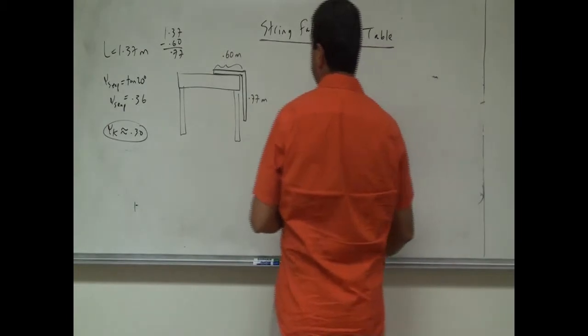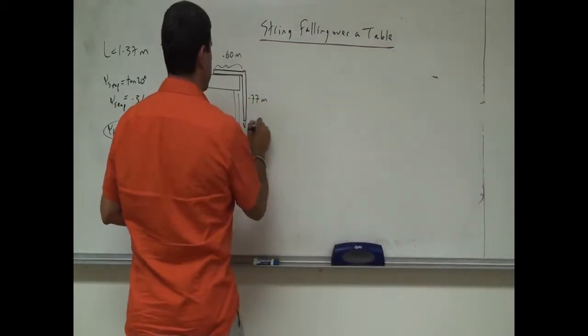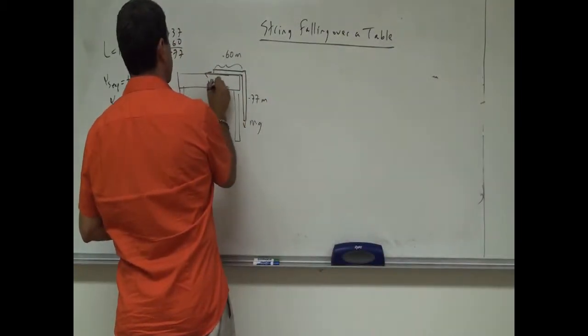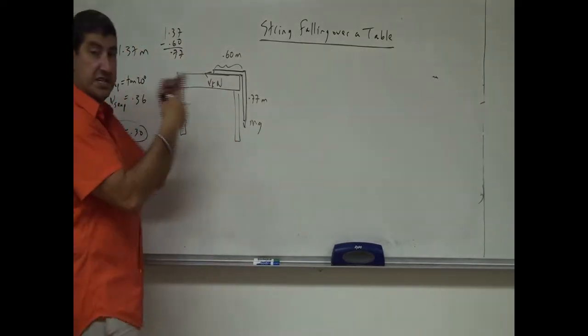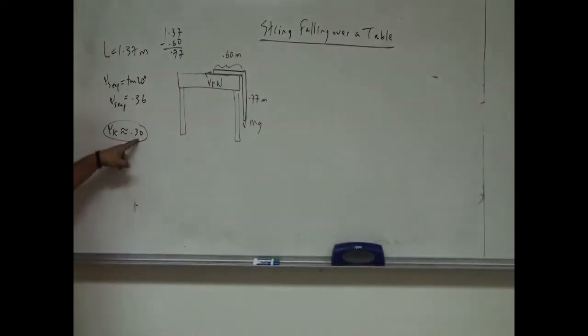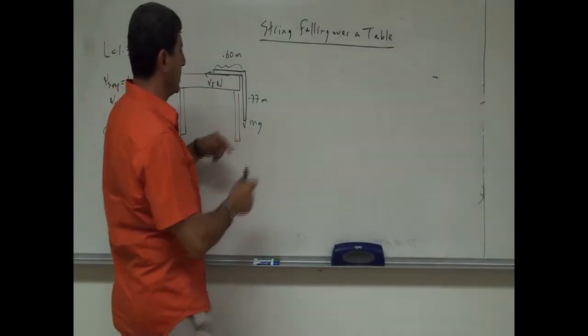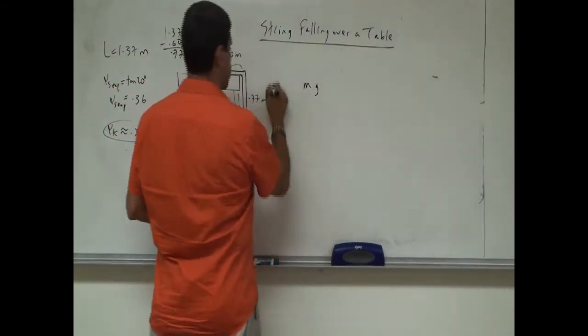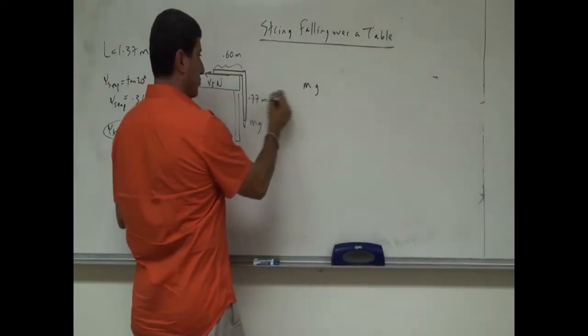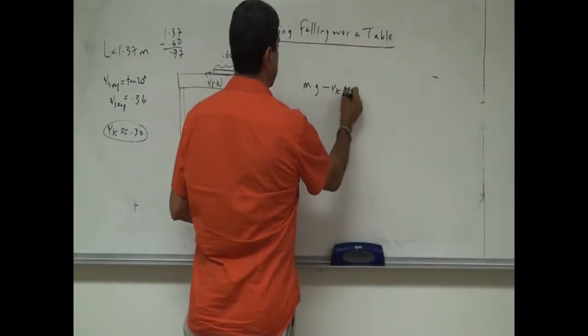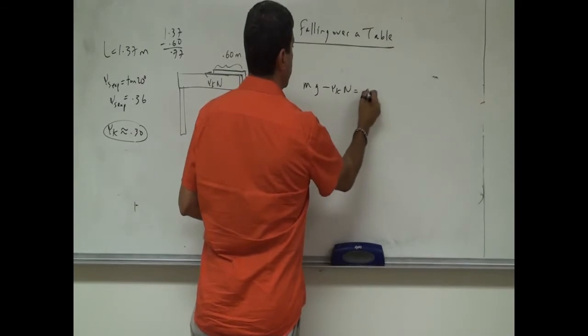So we're going to say here the weight of this, mg, and then this is going to be the coefficient of kinetic friction times N, right? Once it starts sliding, you revert to the coefficient of kinetic friction, 0.3. So then mg is the force that's causing it to go down, minus the kinetic friction, mu k N, is equal to ma.